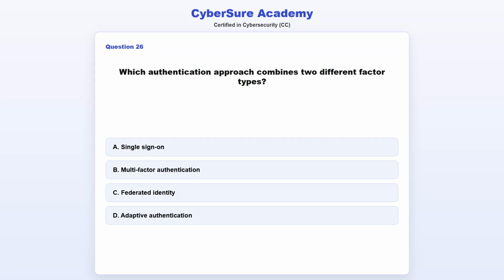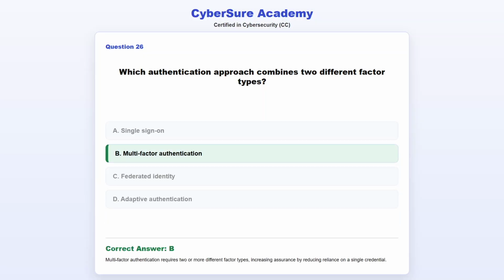Question 26. Which authentication approach combines two different factor types? A. Single sign-on. B. Multi-factor authentication. C. Federated identity. D. Adaptive authentication. The correct answer to question 26 is B. Multi-factor authentication, or MFA. Multi-factor authentication requires two or more different factor types, increasing assurance by reducing reliance on a single credential.